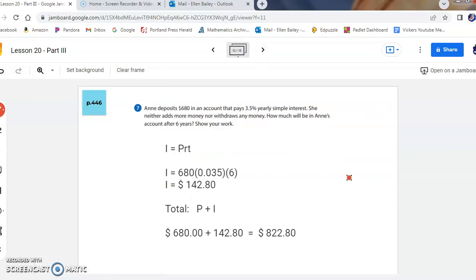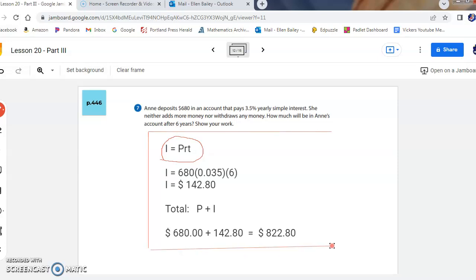All right, this one. And deposit $682 in an account that pays 3.5% yearly simple interest. She neither adds more money nor withdraws any. How much will be in Anne's account after 6 years? Show your work. Okay, so first, here's the formula. All right, simple interest formula. By the way, you should be actually writing this entire thing. So let me box that real quick. So this should be under number 7 in your book.